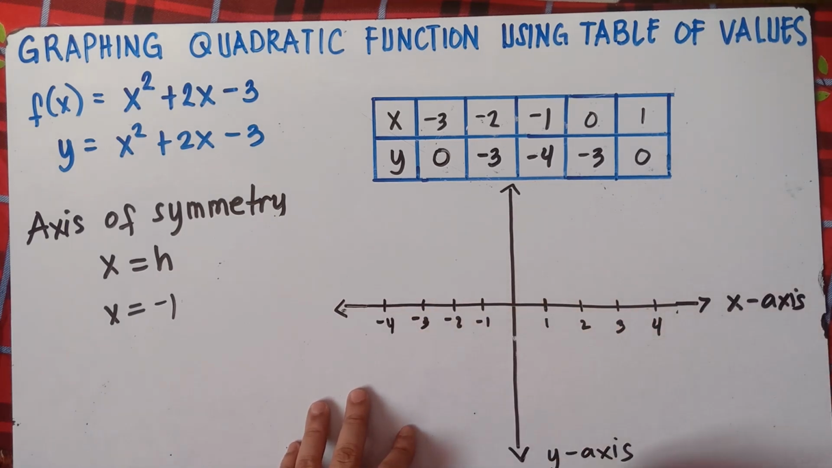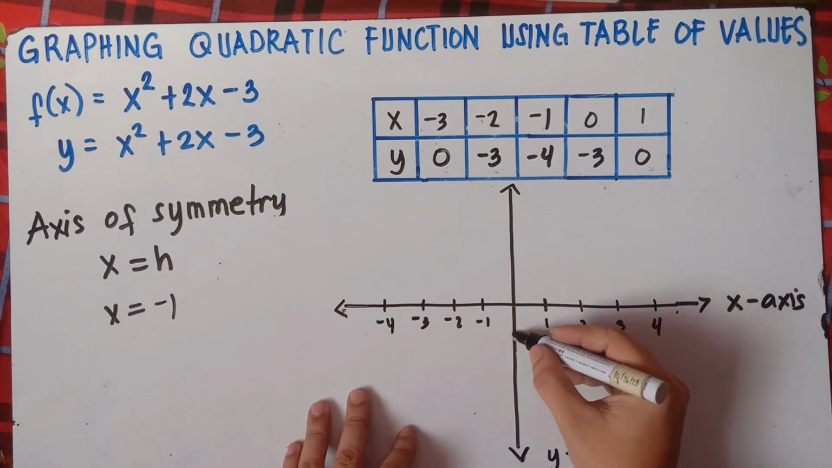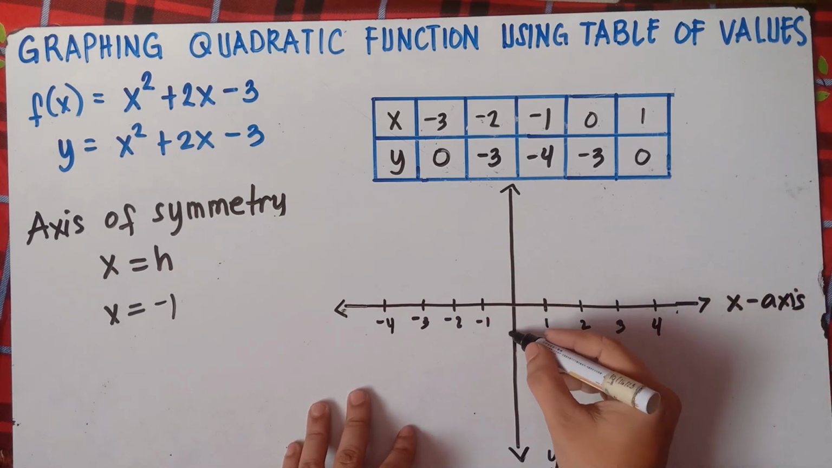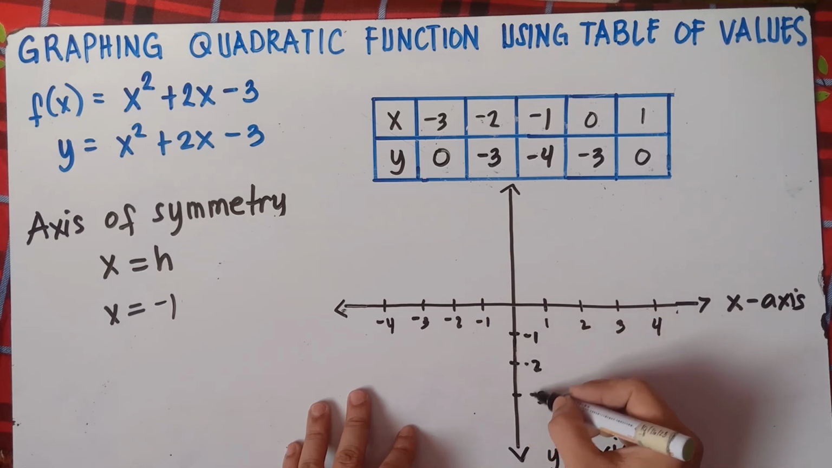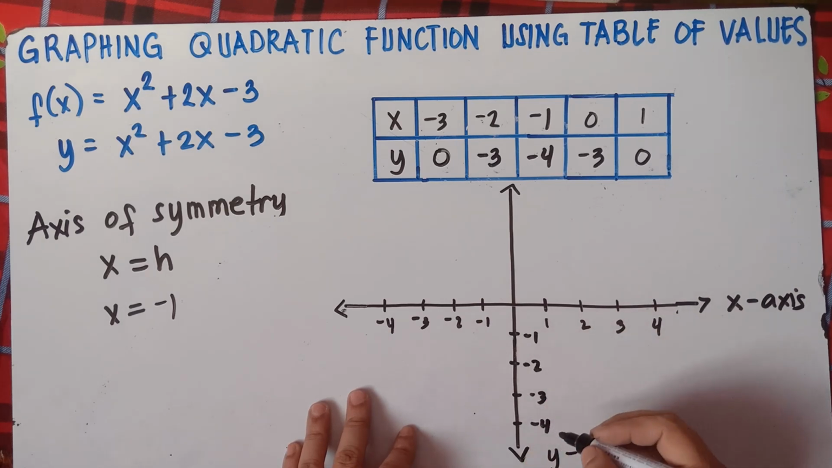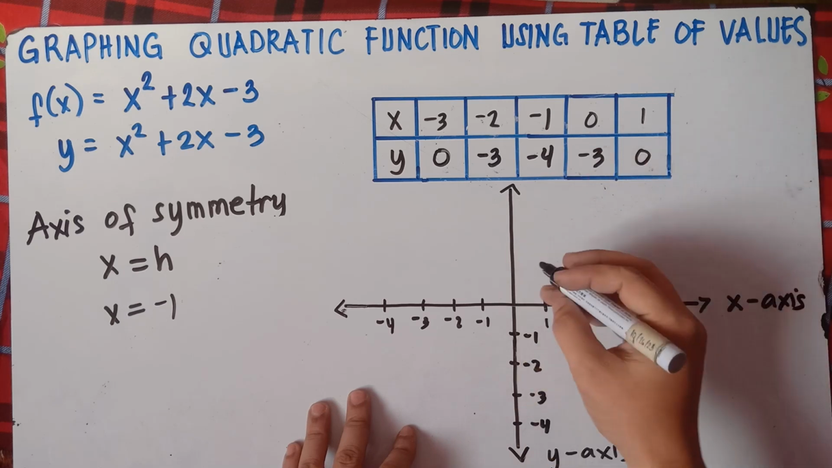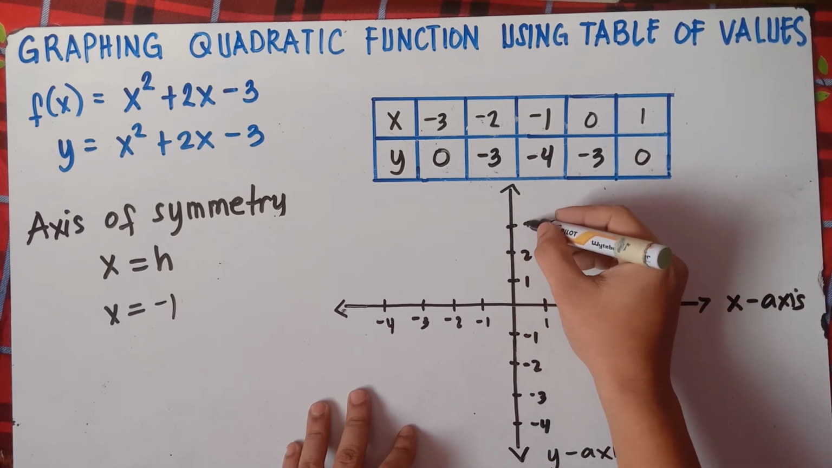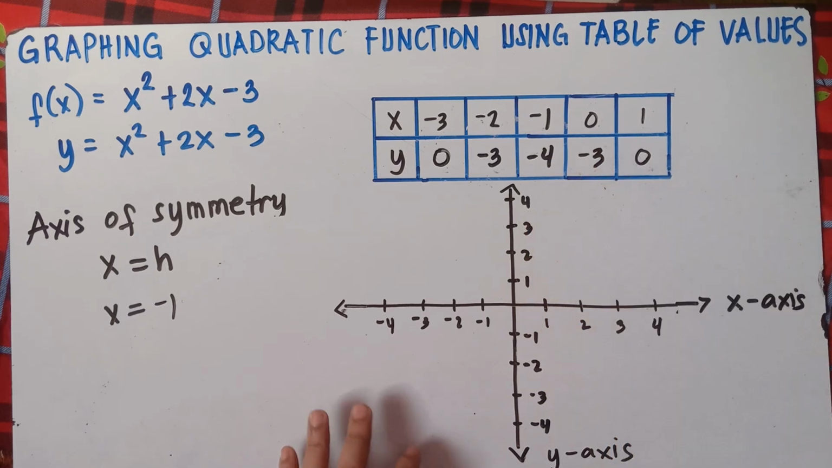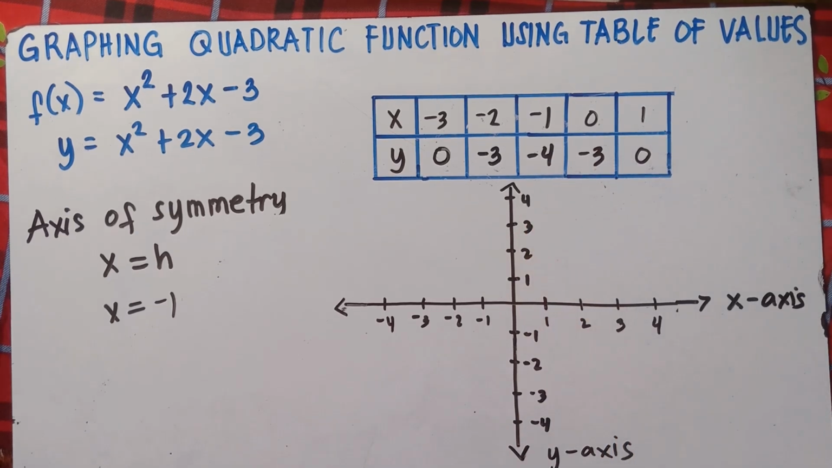For the y-axis, downwards are negative numbers: negative 1, negative 2, negative 3, then negative 4. And the y values upwards, class, are positive numbers: positive 1, positive 2, positive 3, then positive 4. Alright, so let's plot the points, class.